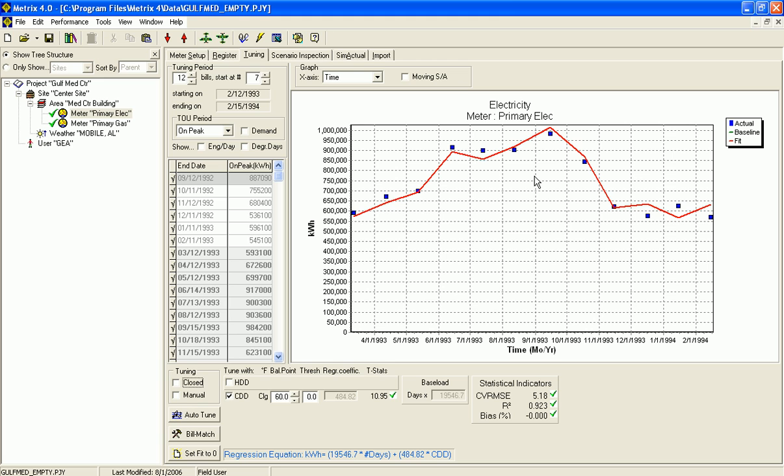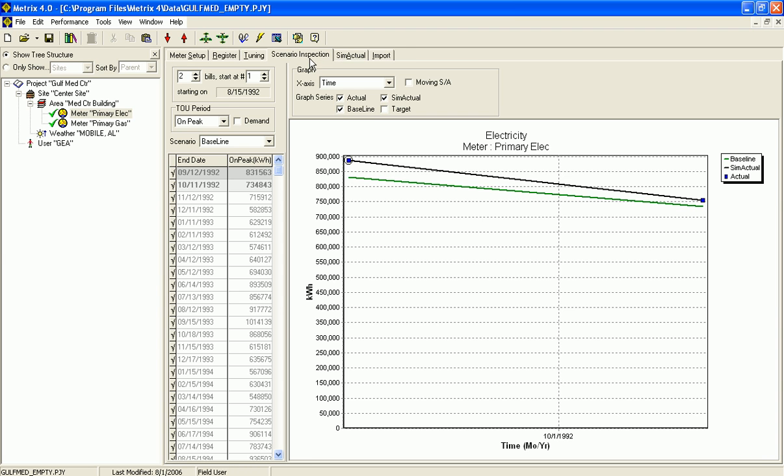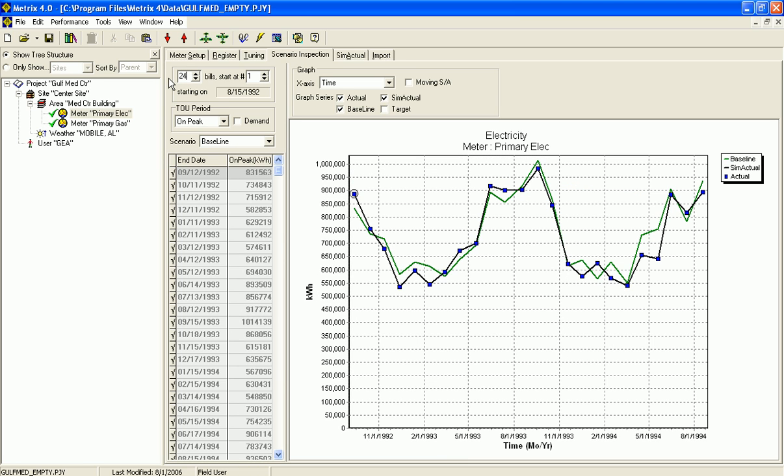Now let's do a scenario inspection to see how well our baseline compares with our actual usage over time. Let's go to the Scenario Inspection tab. Let's change the number of bills that we would like to include in our scenario inspection to 24, so we can see 2 years worth of billing data.